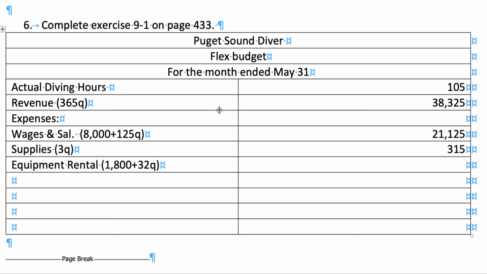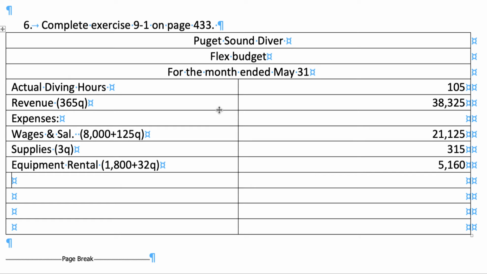So we can just plug and chug, right? This is a prime example of a mixed cost because we have a fixed portion and a variable portion. This is just like wages and salaries. We solve it the same exact way. Take the total variable portion, which is the 105 diving hours times the $32 per diving hour, and then we add the total fixed, which is the $1,800.